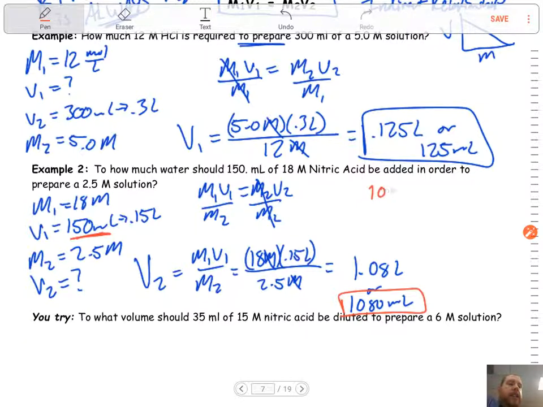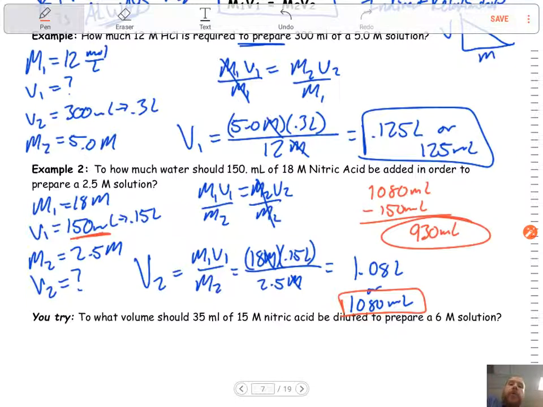Well, we need to take that total volume we want, which is 1,080 milliliters. We're going to subtract out the 150 mils that we already have. Okay, so when you do that math, you should end up with 930 milliliters of water is what you're going to need to actually add to the original amount that you had in order to get this 2.5 molar solution.